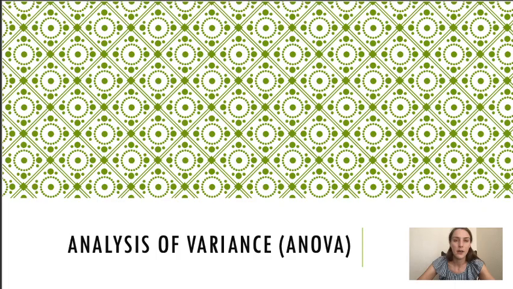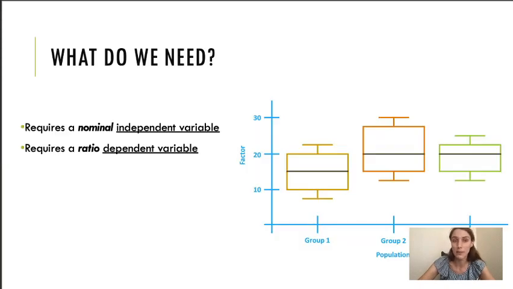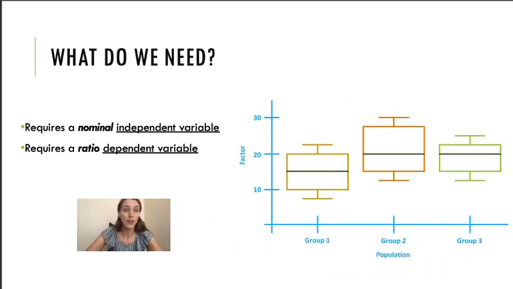All right, now let's talk about ANOVAs. ANOVAs are very similar to t-tests in that they require a nominal independent variable and a ratio or interval dependent variable. But what ANOVA can do that a t-test cannot do is compare more than two groups. An ANOVA can compare 3 or more groups, 3, 4, 5, 6, 7 groups. We usually cap ANOVAs off around that point. But we can take a look at multiple groups compared to each other.